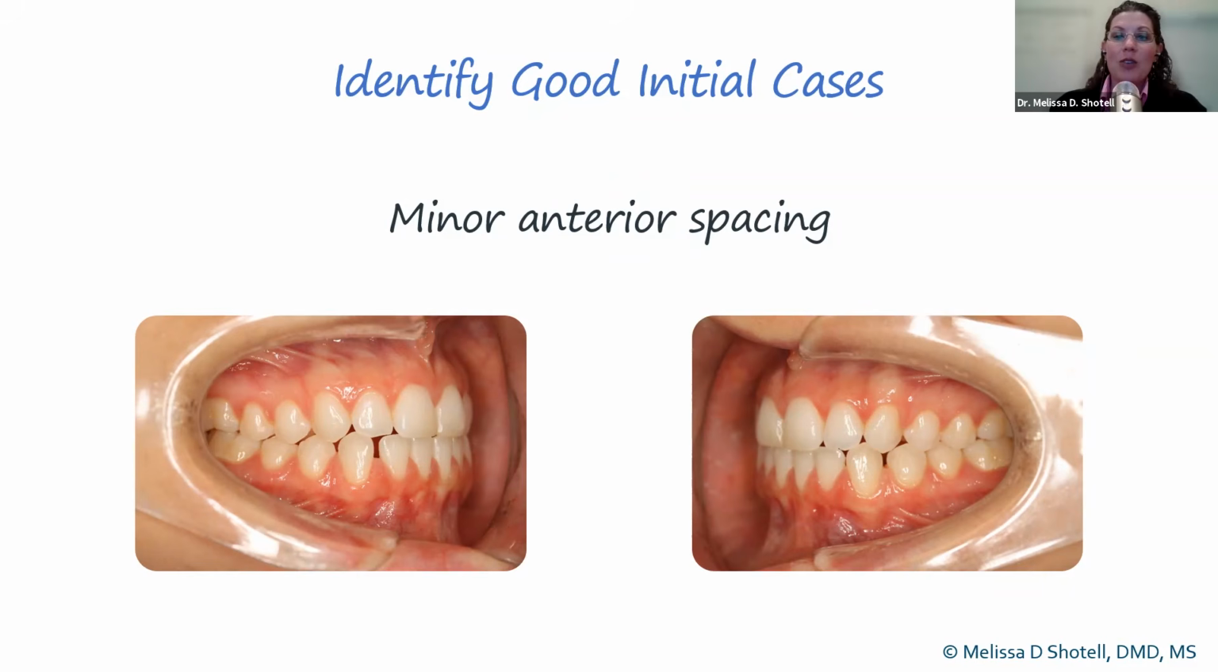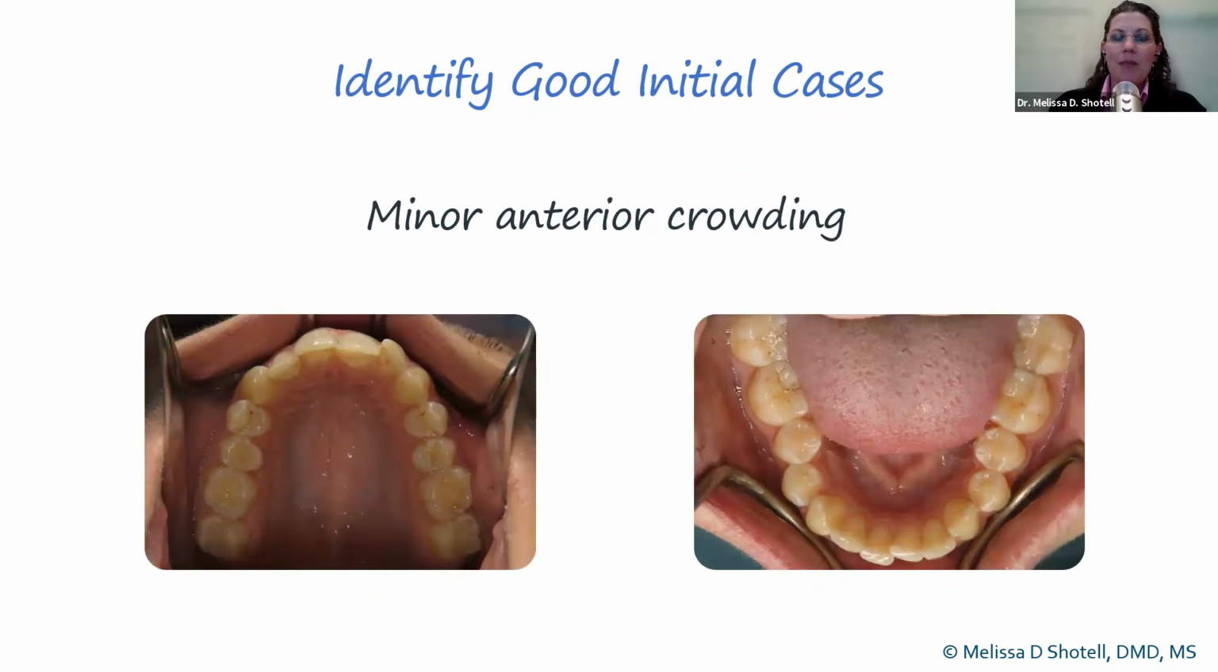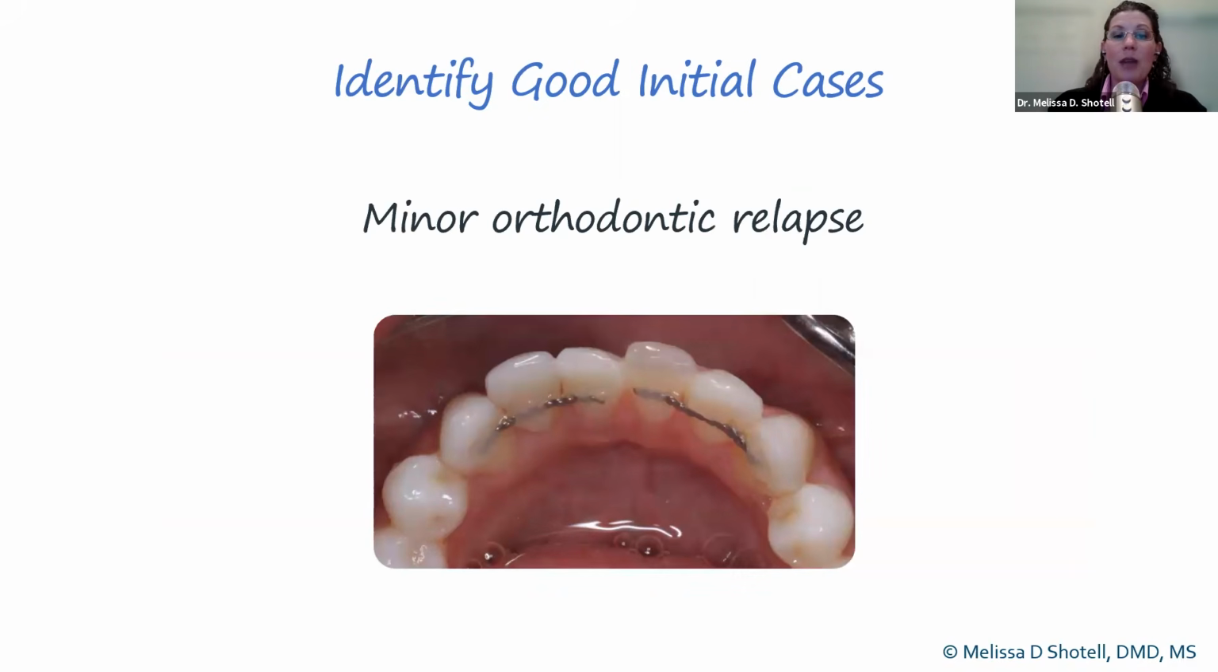So I recommend looking for minor anterior spacing, minor anterior crowding. Look for minor orthodontic relapse. How many times do we see a patient that comes in with a fixed retainer and they have no idea that it's broken and they don't know why their teeth are moving? Or those patients that have a fixed retainer on the lower and their lower teeth look great, but you see relapse in the upper? Ask them where their upper Hawley or upper Essix retainer is. Odds are they can't remember the last time they wore it.